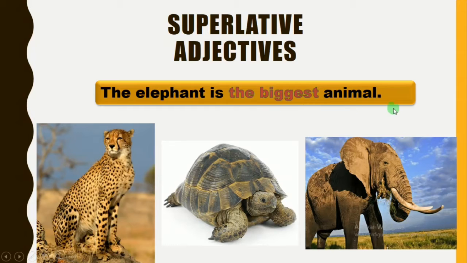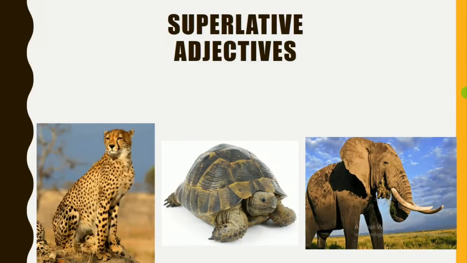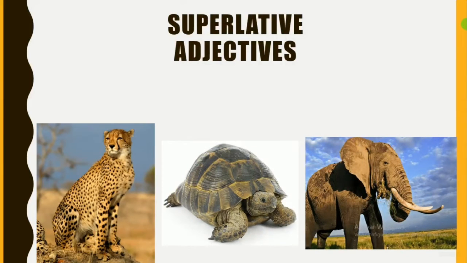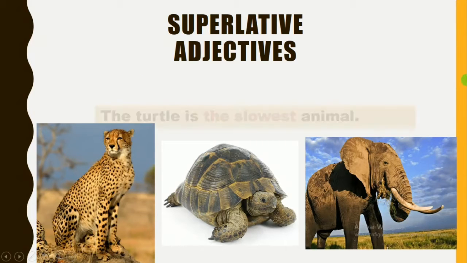Now let's see more examples with another one. Right, we have the turtle is the slowest animal. There we have the turtle. So it means that from these 3 animals, the turtle is the slowest, o sea, el más lento de los 3 que tenemos ahí.